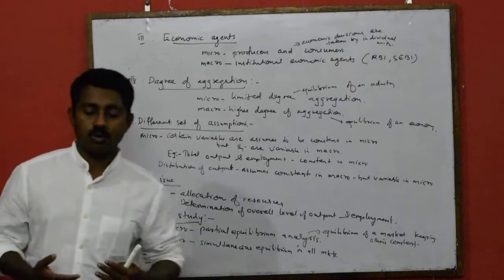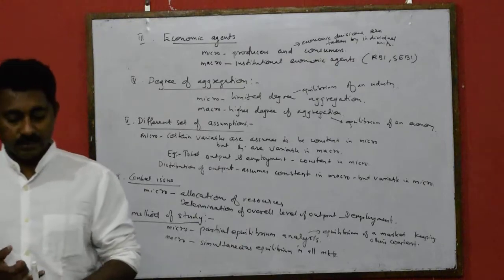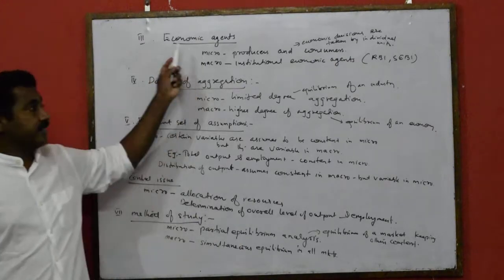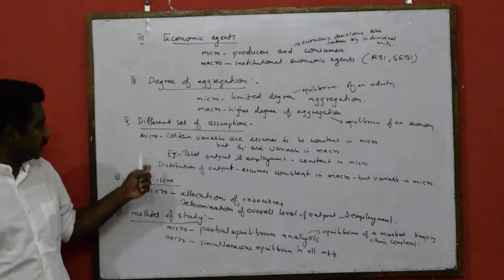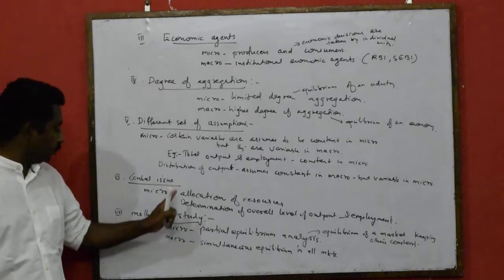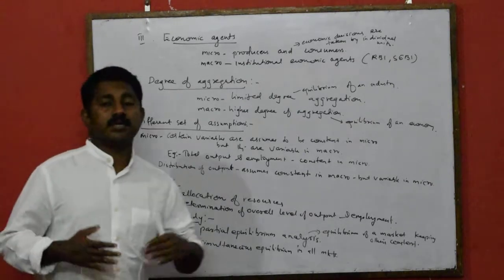Once more, I am just going through the points. First one is basis of study, second economic variables, third point economic agents, fourth degree of aggregation, fifth different set of assumptions, sixth the central issue, and the seventh point is method of study.